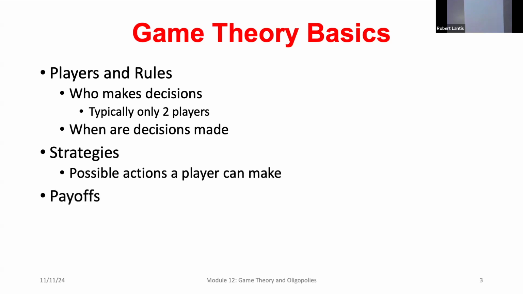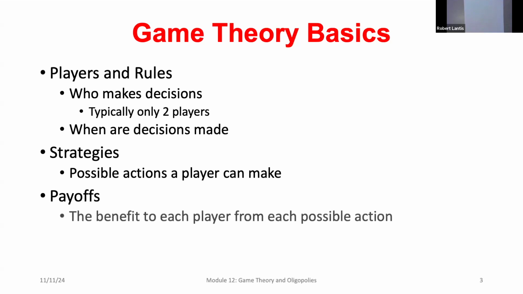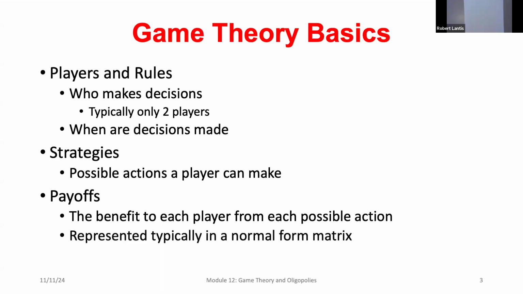We're then going to talk about the combination of these two strategies. Person one, for example, could set a high or low price. Person two could set a high or low price. The combination of their choices leads to payoffs. In most of these models, the payoffs are either the utility that someone gets or the profit that a firm gets, so the benefit to each player. These payoffs are a result of the combination of strategies, and usually we're going to draw this out in a normal form matrix.